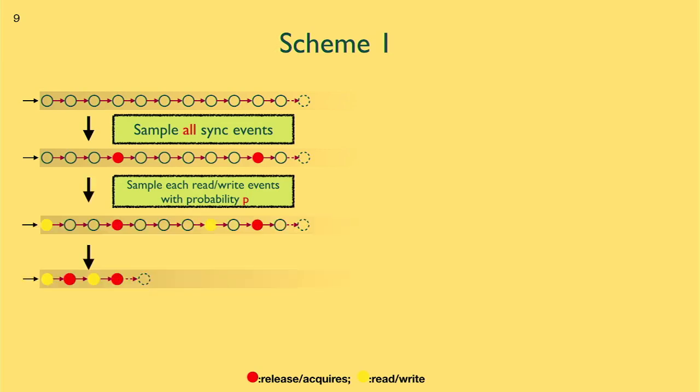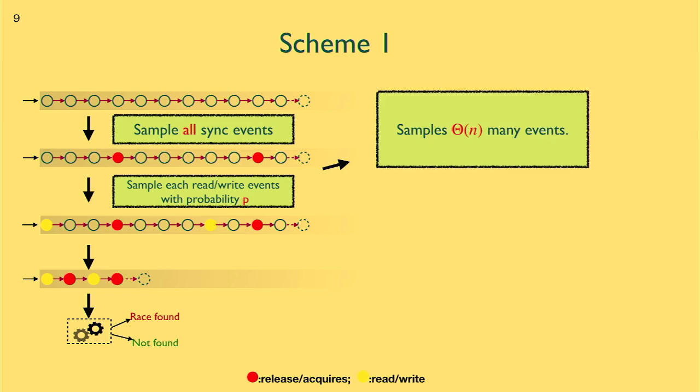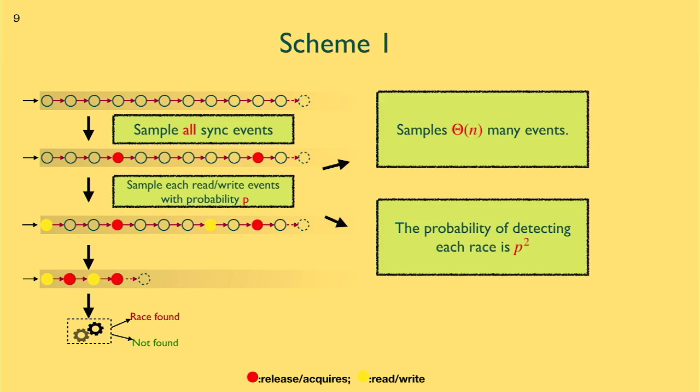This in essence gives me a shorter trace, and I can run FastTrack on it and declare a risk if I find one. Okay, so basically this scheme samples Θ(n) many events, and the probability of detecting each risk is p squared, and this is their mathematical guarantee. The tool that built upon this idea is LiteRace. Okay, and it turns out that we can improve the mathematical guarantee here by sampling slightly more.